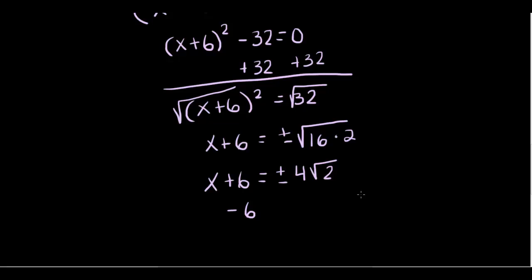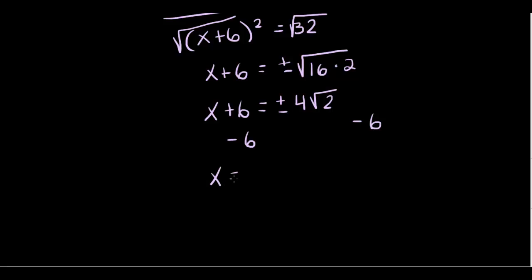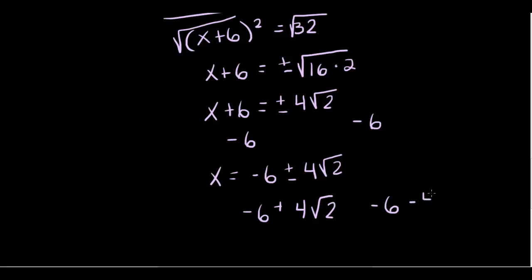Then we take away 6 from both sides. So the answer is going to be x equals negative 6 plus minus 4 square root of 2. Remember that the plus and the minus represents two different answers. This is the same thing as having negative 6 plus 4 square root of 2, and negative 6 minus 4 square root of 2. But this is a shortcut. Now let's go over another example.